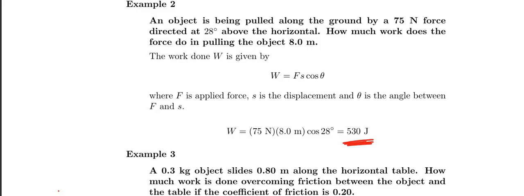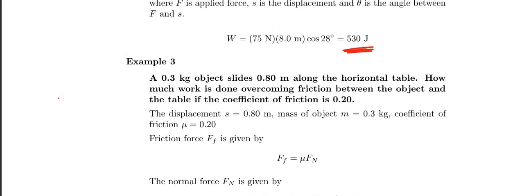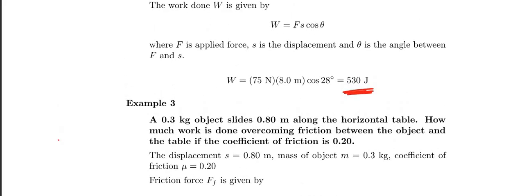Yeah, so similar to the next one where there's friction now. Before we even see the answer, let's see the question first. They're saying a 0.3 kg object slides 0.8 meters along the horizontal table. How much work is done overcoming friction between the object and the table if the coefficient of friction is 0.20? That's a coefficient, that's our mu, right?